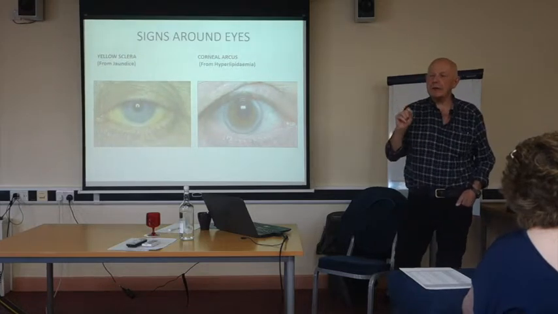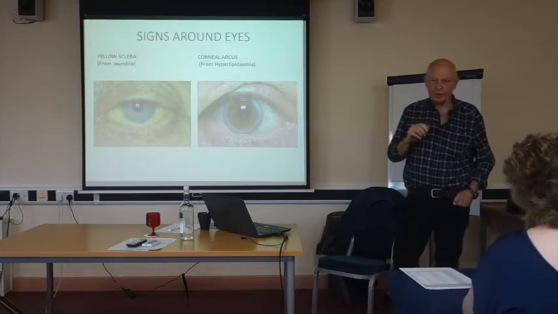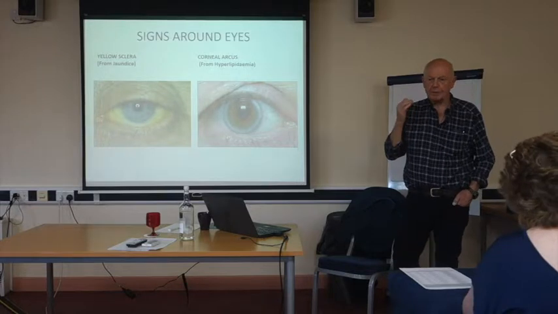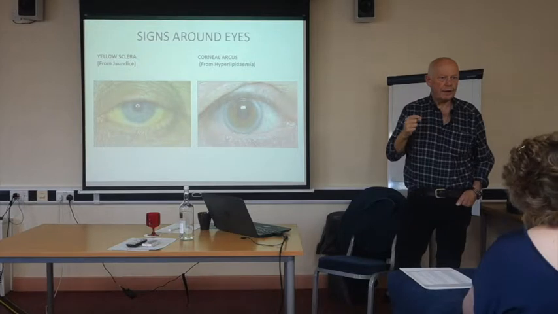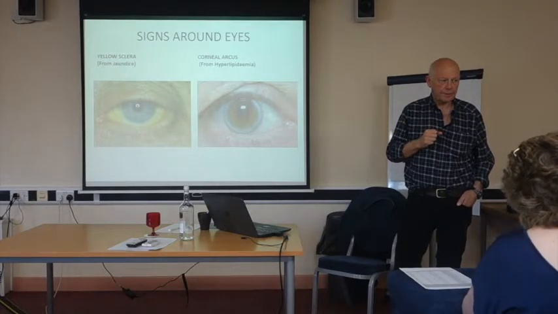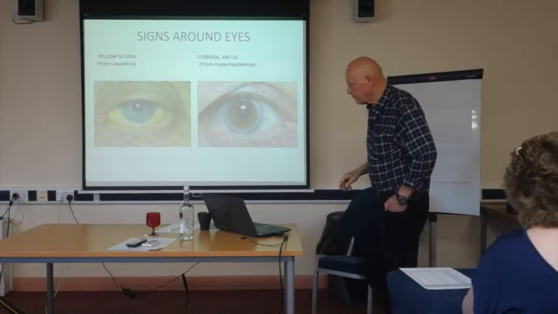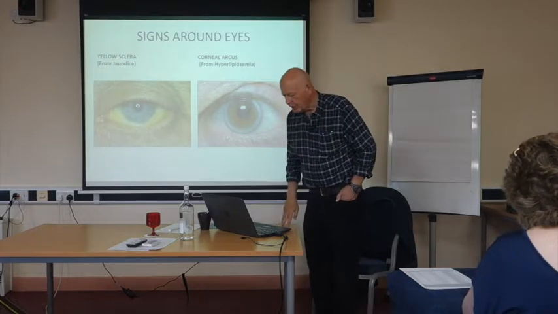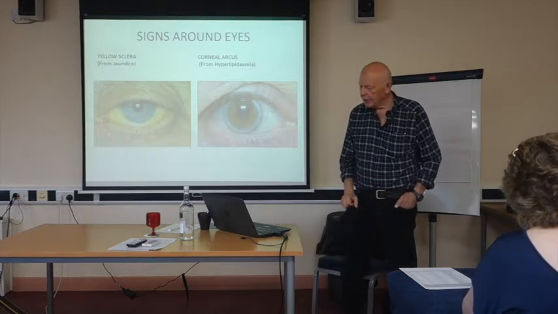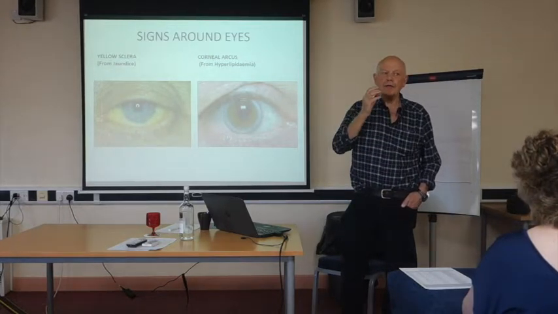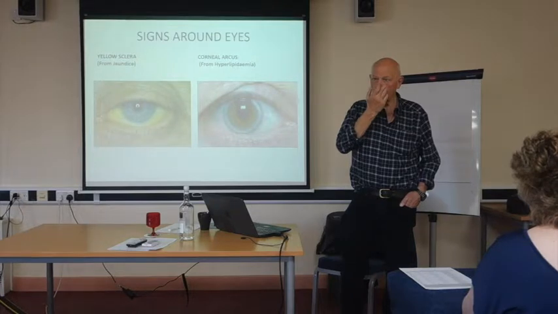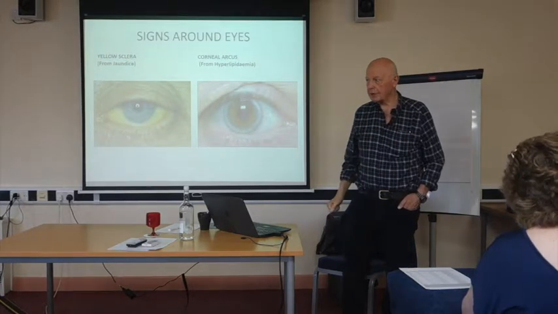The white of the eye should be white. If it's yellow, it means the patient's got jaundice, which is a problem that the liver is not dealing with bilirubin effectively. You can get yellowy looking skin from other things, even like eating too many carrots. But if you get the yellow in the white of the eye, then that's going to be jaundice.